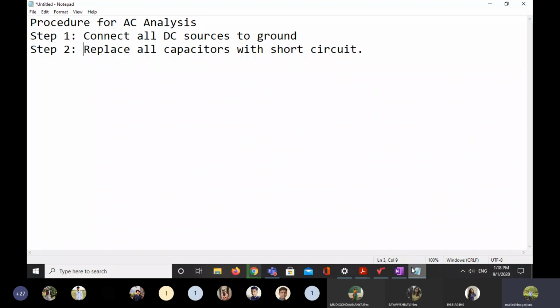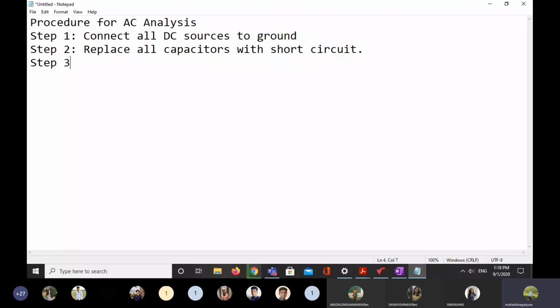So to estimate that output, we are going to do the AC analysis for the circuit diagram. Step 1 is connect all DC sources to ground, and step 2 is replace all capacitors with short circuit. And then step 3.